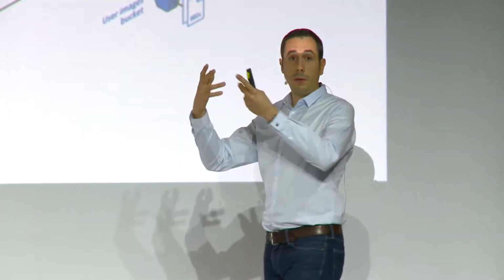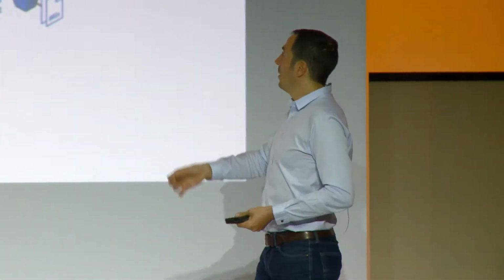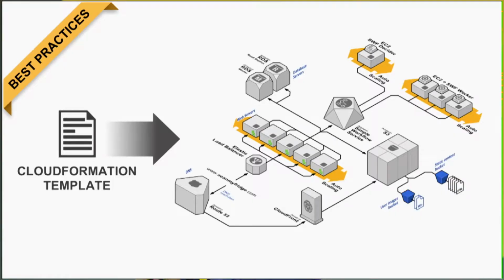So the idea is pretty simple. It's like this. You have a CloudFormation file, which is a simple text file, a JSON file, that you give to the service, you upload it, and it creates, for example, this architecture, right? So it completely recreates an environment from scratch, from nothing.